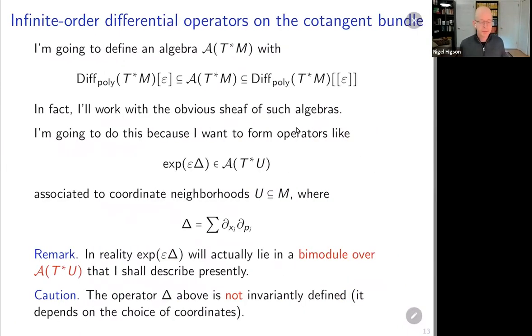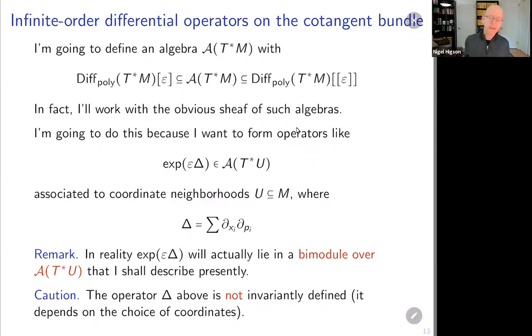And I'm going to build a much bigger algebra by introducing a formal variable, epsilon. This bigger algebra will lie somewhere between polynomials in epsilon with coefficients which are differential operators, and all formal power series. It's important to note that you can make an obvious sheaf out of this. You can just restrict to any open subset. And the reason it's important is that the Laplacian that I wrote down before, associated to a coordinate system, will play a big role in this. And so we shall frequently want to restrict to open subsets.